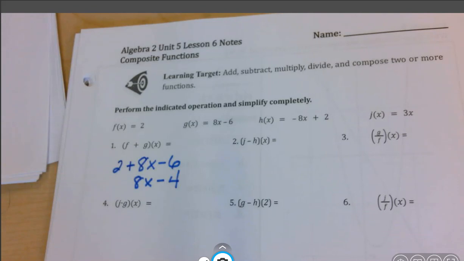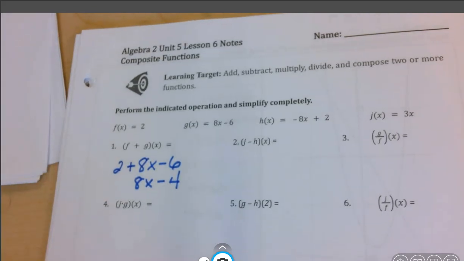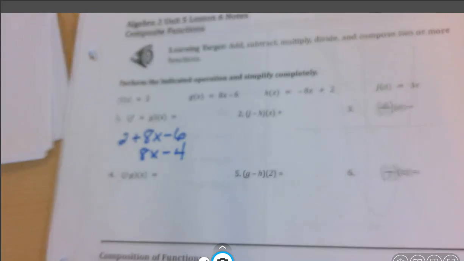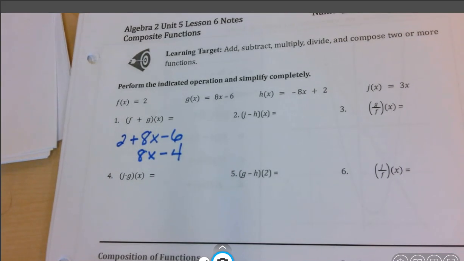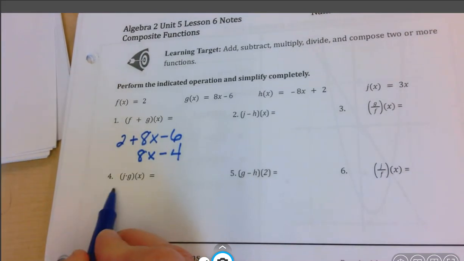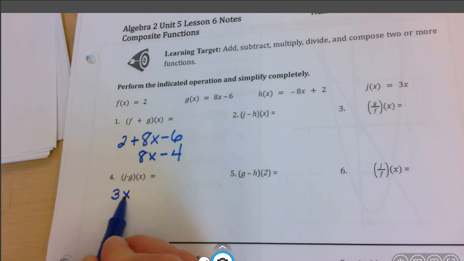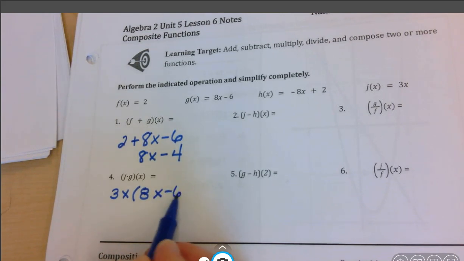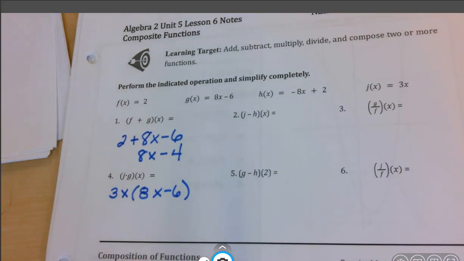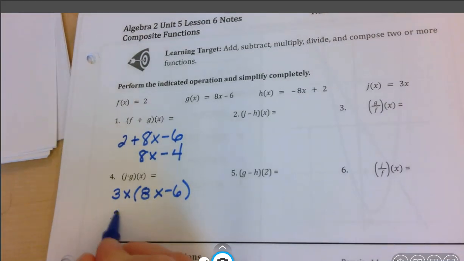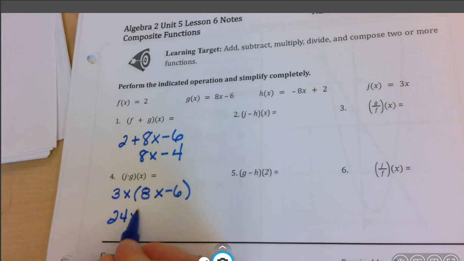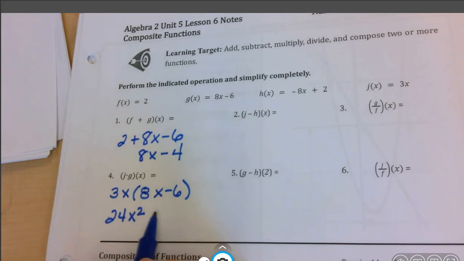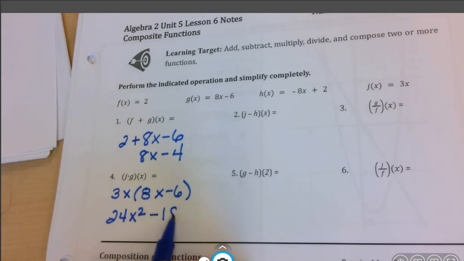Let's look at number 4, and then I'll give you a minute to try some of these. In number 4, we're going to multiply. So we're multiplying j, which is 3x, times g, which is 8x minus 6. When we multiply the two functions, you've got to distribute. So you'll multiply to get 24x squared. And then 3x times negative 6 is negative 18x.